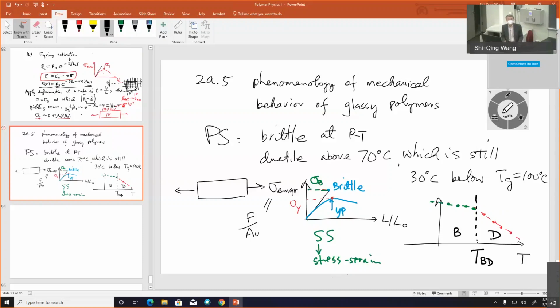This happens for all glassy polymers. For different glassy polymers, this temperature of the brittle-ductile transition is at a different place. So for polystyrene, it could be around 70 degrees or so. For PMMA, it could be around 45 degrees or so. For polycarbonate, don't quote me, it will be maybe nearly minus 80 degrees, which means it remains ductile until that cold temperature.